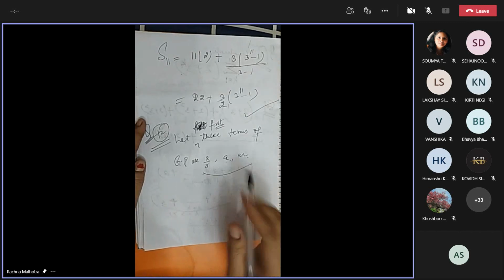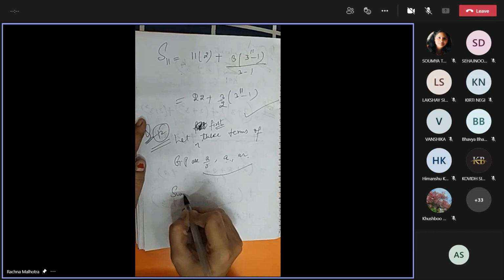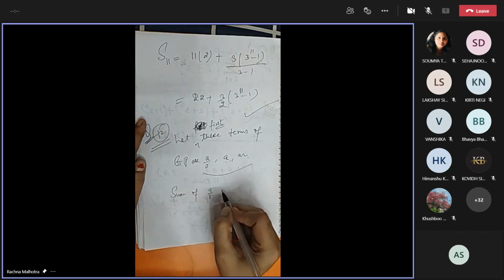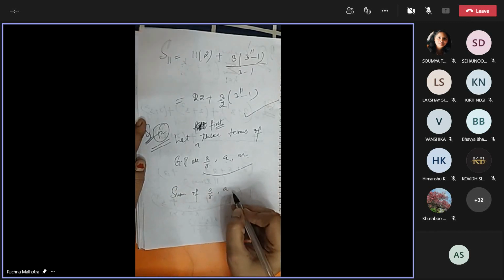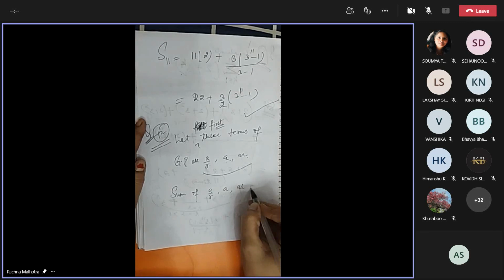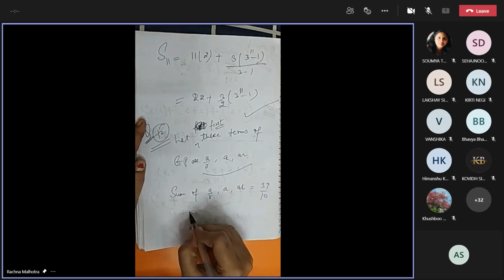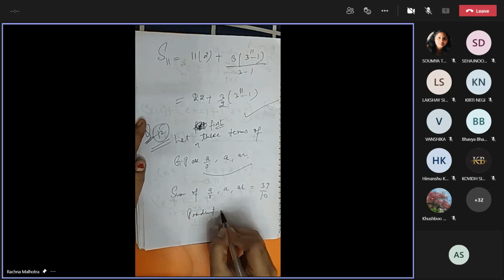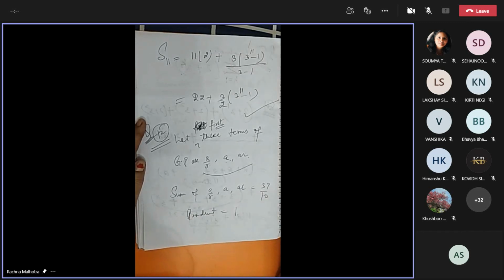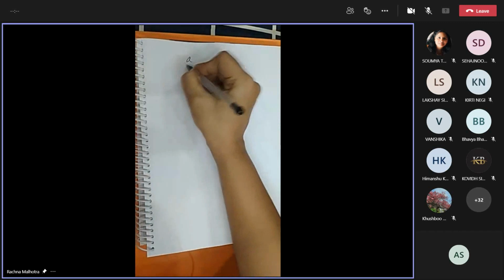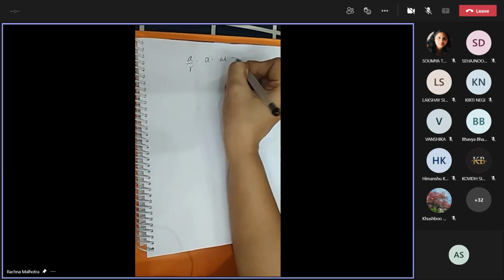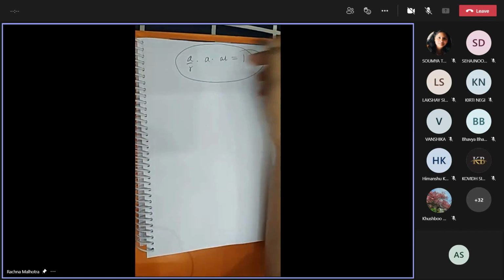They are forming a GP. Now what is the sum? The sum of A by R, A and AR is 39 by 10, and the product is 1. So we can apply sum, meaning among all these terms we can put plus, and multiply. The product is available: A by R, A, AR, that is 1. First I'm using the product here.